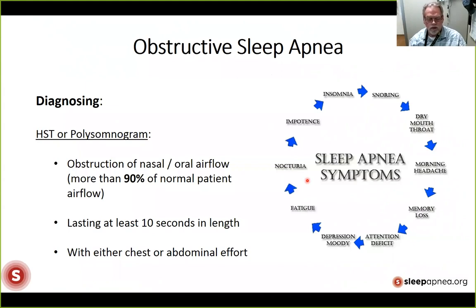And there's probably some truth to some of that, but some of this could be happening because we have a sleep disorder. And again, the most common sleep disorder is some form of an apnea. So when we do one of these studies, whether it's HST or the polysomnogram, what we're looking at is a reduction in airflow of at least 90%, closer to 100%.